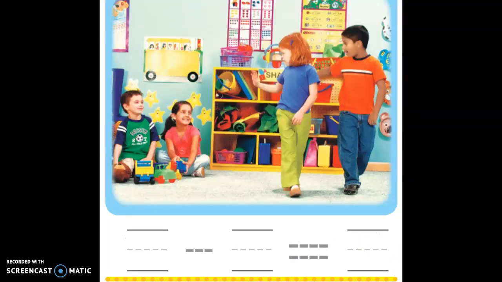Okay, let's take a look at another problem here. You'll notice that there are how many friends in this picture? 4. 1, 2, 3, 4. Now we're going to use subtraction again here because you'll notice in the picture there are 2 friends leaving the room. So that tells us 4 take away 2 equals, how many friends are staying? 2. Very good.